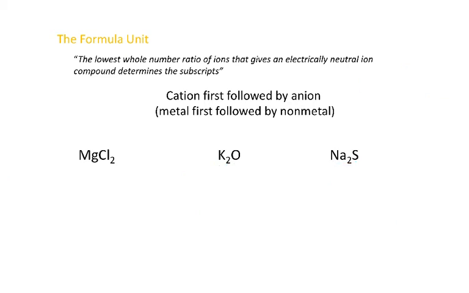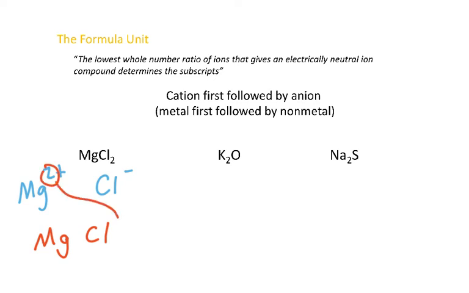Okay, so another way that you can think about this is a nice little trick. Once you write out the ions that you have, like Mg2+ and Cl-, we can put them in order and we bring down the opposite. The charge becomes the subscript on the opposite one. So the subscript 1 goes away and we get MgCl2.